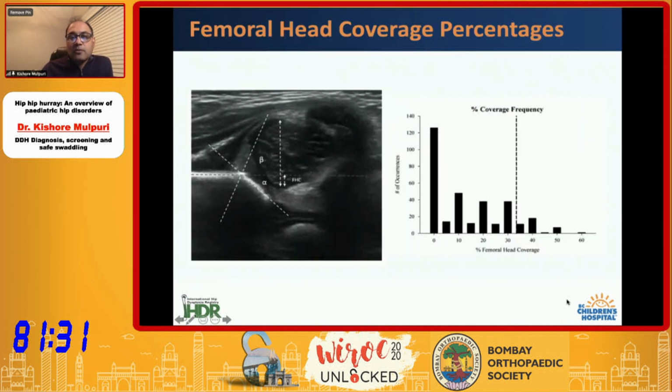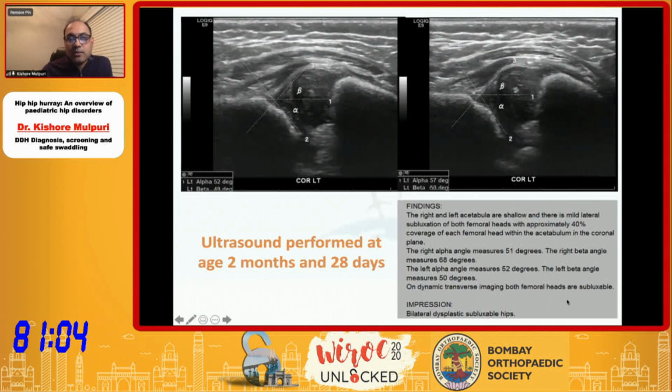And they found roughly when you get to a femoral head percentage coverage of less than roughly, say, 35 degrees, you start seeing that a majority of them are dislocated hips. Again, this is not set in stone. This is not done from large numbers, but gives you a rough guidance about where you start seeing the dislocated hips. If you see on ultrasound less than 35% femoral head coverage, there is more likely a chance this hip is dislocated.